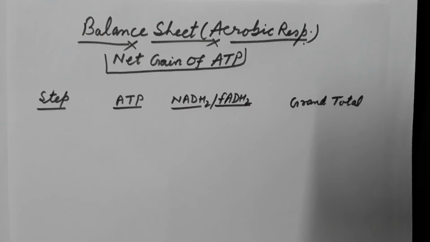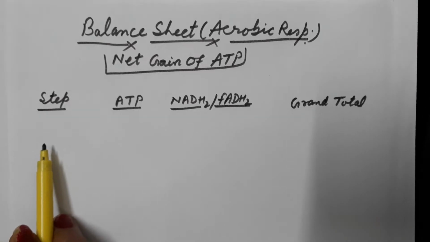Hi everyone, in this video we are going to discuss the balance sheet of aerobic respiration, that is how many ATPs are produced in aerobic respiration when one molecule of glucose is completely oxidized. Here I am writing the different steps of aerobic respiration.